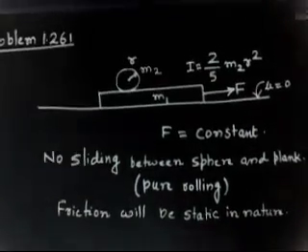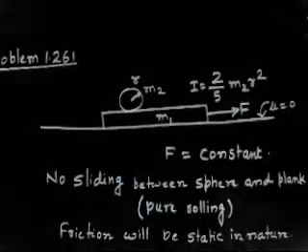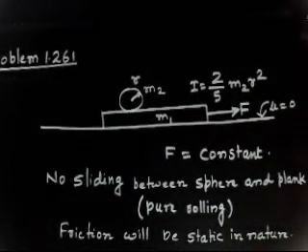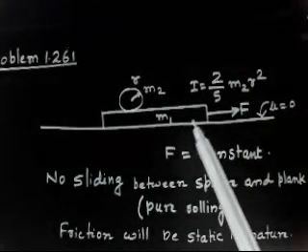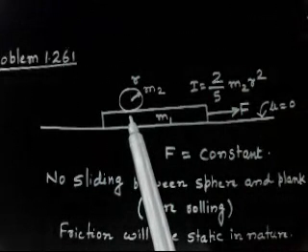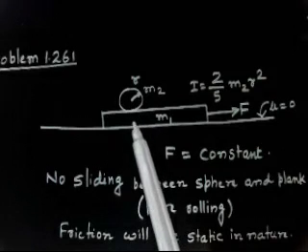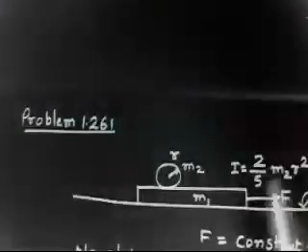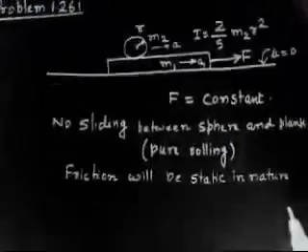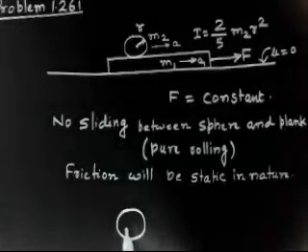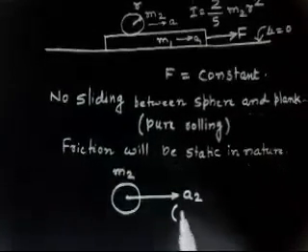Let us say this plank is moving with acceleration a1 and this sphere is moving with acceleration a2 with respect to the plank. You see, this sphere is doing pure rolling with respect to this plank. So I can assume the acceleration of this sphere is a2 but with respect to the plank. So the acceleration of this is a2 and the acceleration of the plank is a1.